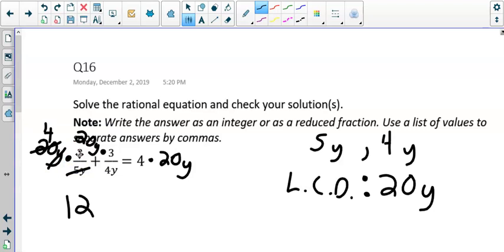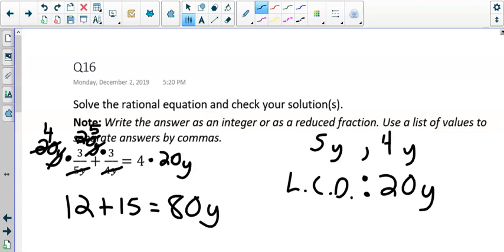So what's going to happen between the 20y and the 4y? The y cancels and so does the 4. But the 20 doesn't cancel. It becomes 5. Because 20 divided by 4 is 5. So I got plus what there? 15. Because 5 times 3 is 15. And then obviously over here, nothing's going to cancel on that side because there's no denominator. So we just need to know what is 4 times 20y? 80y.